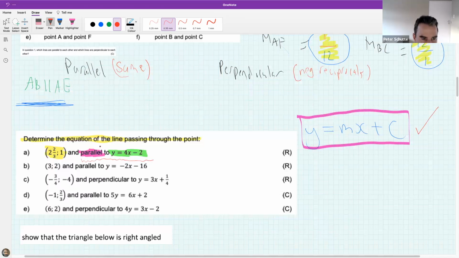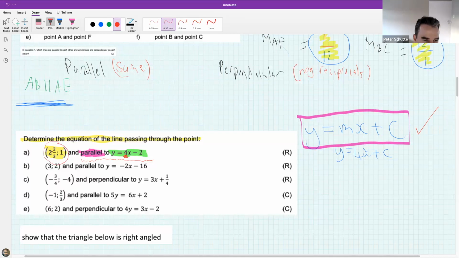Okay, Lesedi has said because the lines are parallel, their gradients are equal. And so the gradient we know in this line is 4. So the gradient in the line I'm looking to find is going to be 4x. And so I can put it in here. The other piece of information that I'm given is this point.